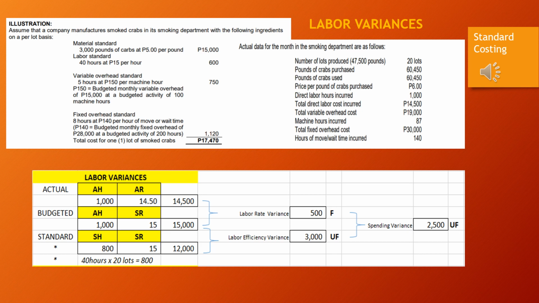So we have here 3,000 unfavorable. If we are going to combine them for the spending variance, since unlike signs, so 3,000 less 500 because one is favorable. So we could have a spending variance of 2,500 unfavorable. So that's how you solve your labor variances.